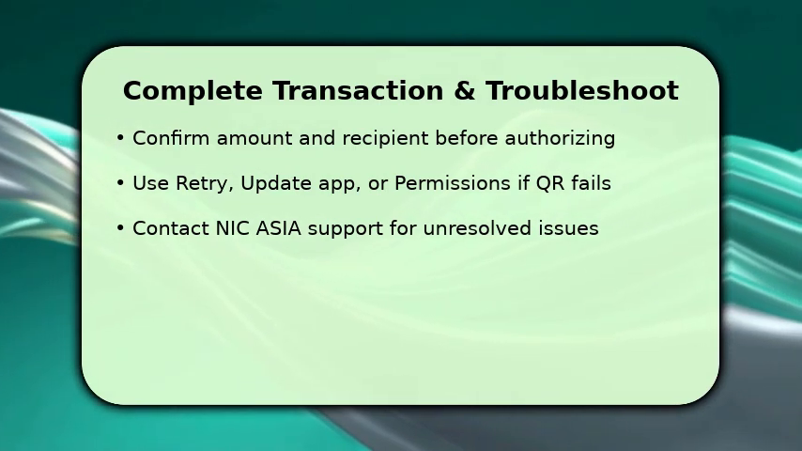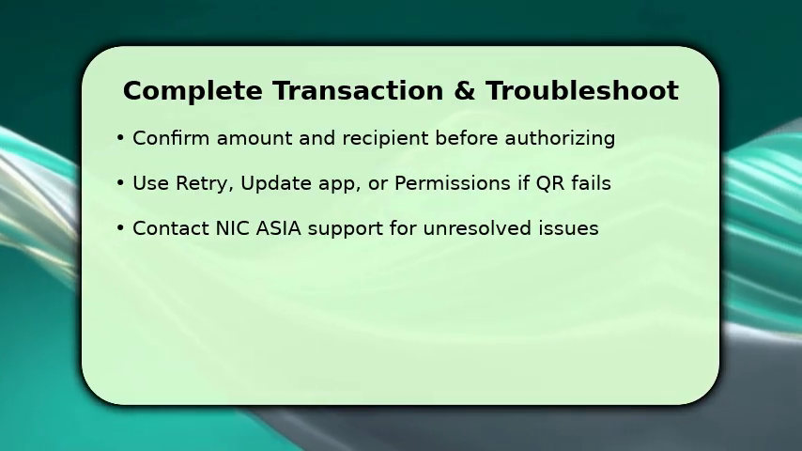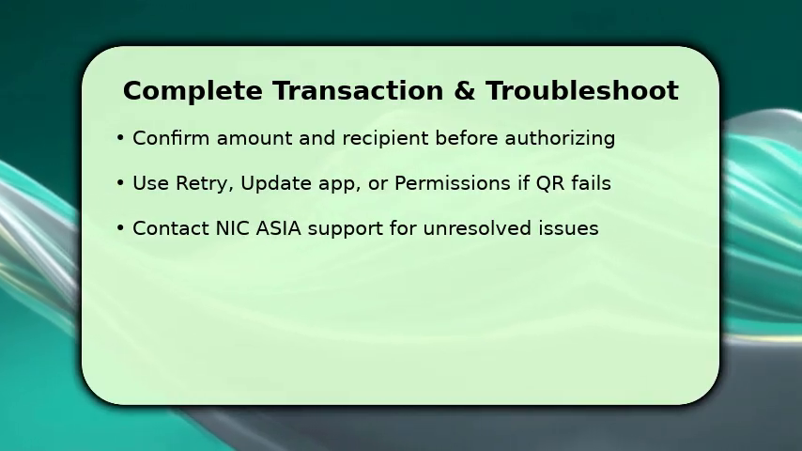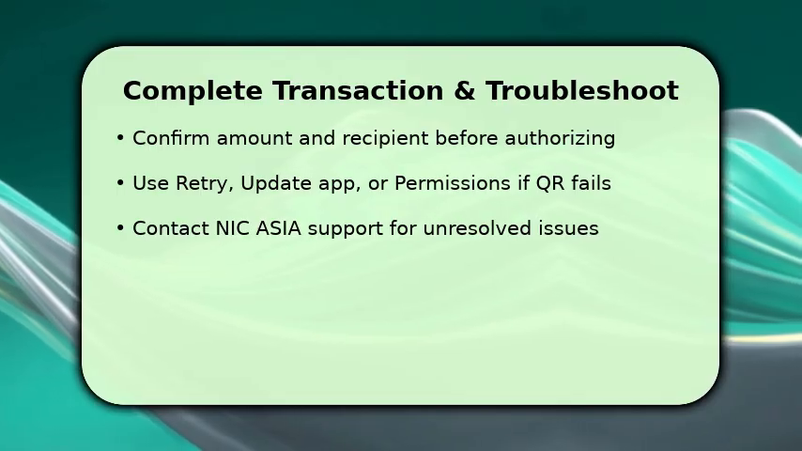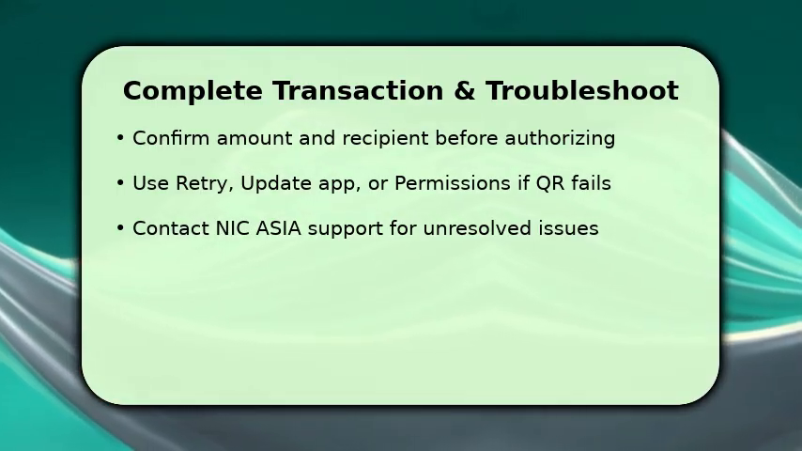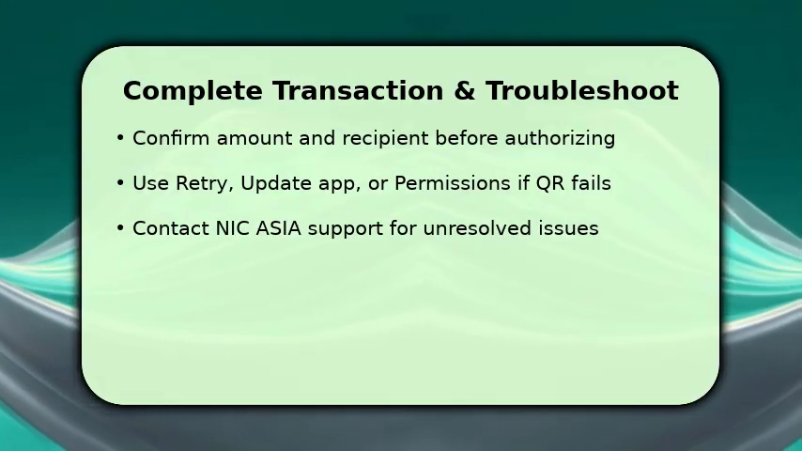If the QR won't scan, make sure camera permission is enabled, retry in good light, and update the app. These fixes resolve most problems. If the QR won't display, check network and app updates, then relaunch. If issues persist, contact NIC Asia support so they can verify account settings and resolve backend problems quickly.